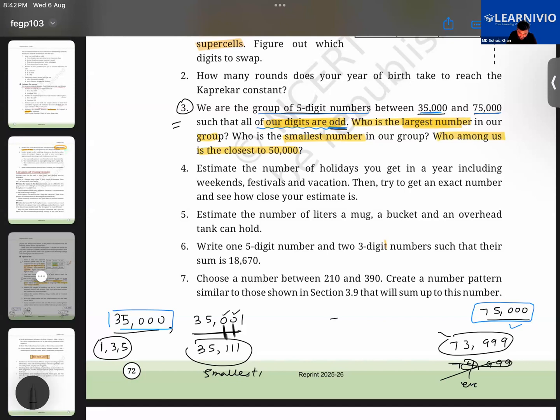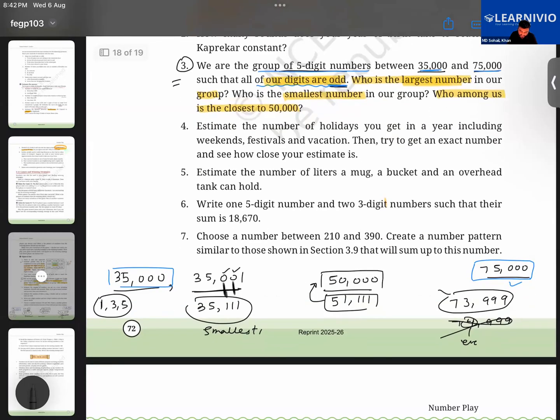Then it's asking which number will be closest to 50,000. Habib? Anyone? Yes, 51,111. Brilliant. 51,111 will be the closest number to 50,000, having all its digits as odd numbers.